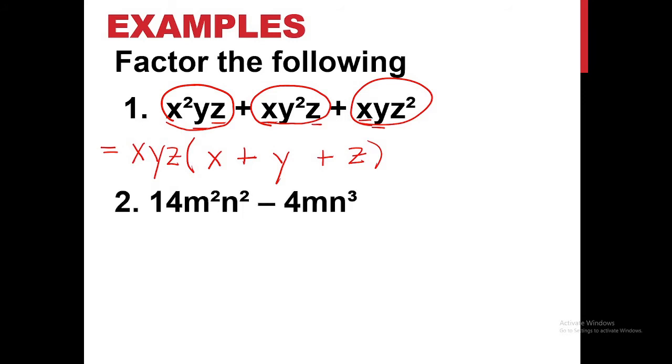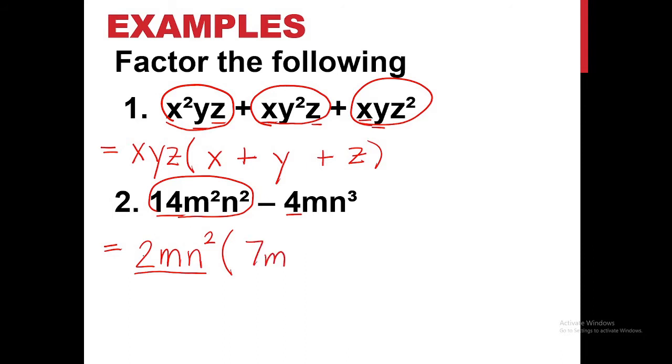Okay, let's go to number 2. Now, what is common between 14 and 4? 2. The variable m squared and m. M. N cubed and n squared. Sorry, n squared. So let's now divide. Divide this by the common factor. How much do we get? 7m. So that's 14 divided by 2 is 7. M squared and m, that's m.